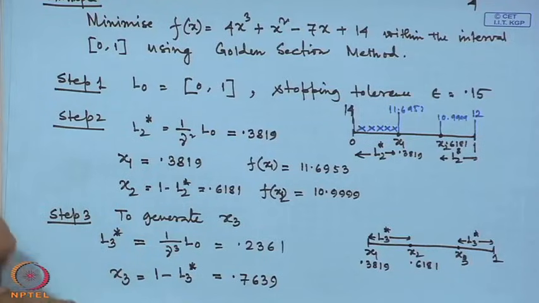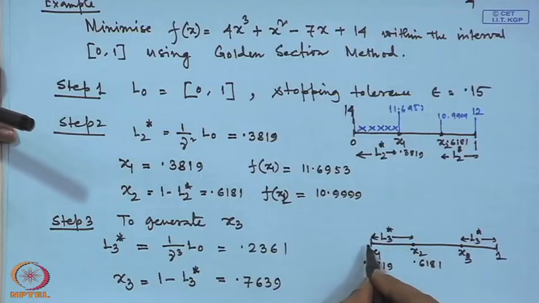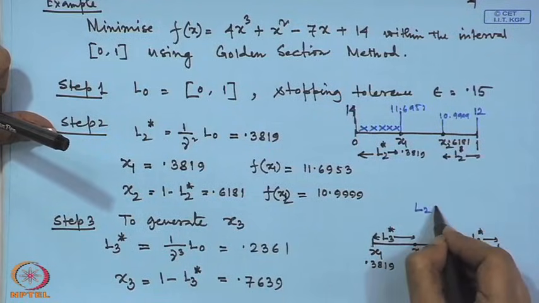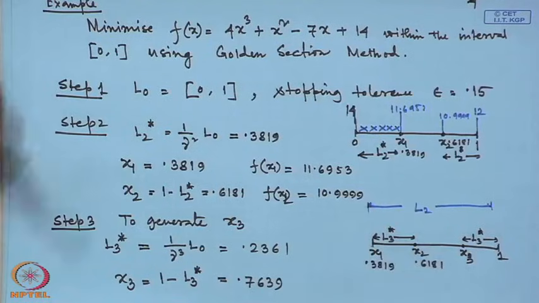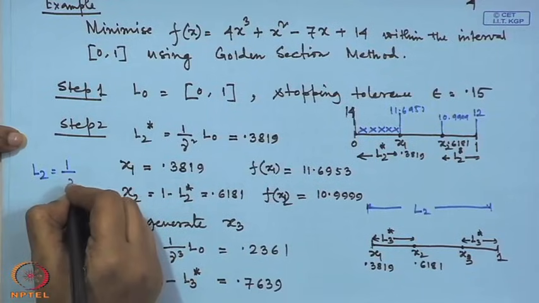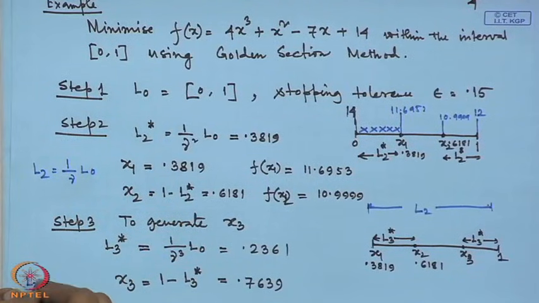And one thing I must mention here, that if we just see the interval of uncertainty after second step, the whole length is L2, this length, and this L2 would be is equal to, according to my formula, 1 by gamma L naught. Here we are moving to the next step, we will move to L3, we will see L3 would be is equal to 1 by gamma square L naught. We want to achieve this value, let us see.